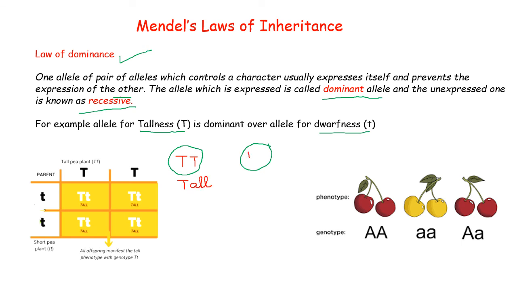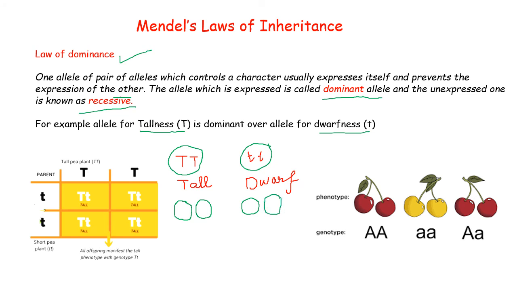Another plant has small t and small t. Because small t is responsible for the dwarfness, the plant will be short or dwarf. Plant will be dwarf. Now, during meiosis, here you will have two gametes. You will also have two gametes over here.